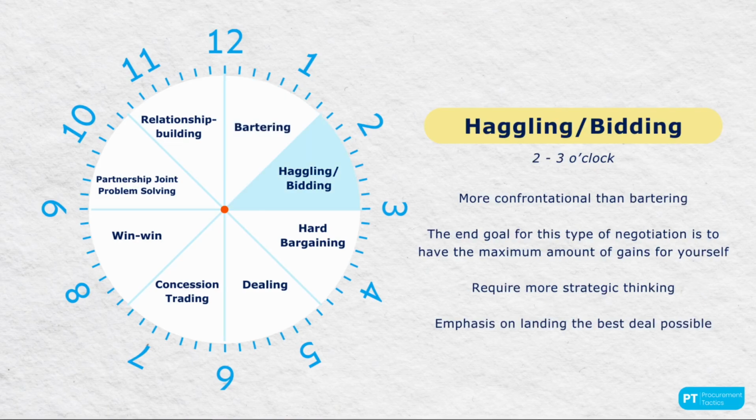The next one is haggling or bidding. It is a more confrontational method than bartering, and the end goal of this type of negotiation is usually to have the maximum amount of gains for yourself. This may require more strategic thinking and emphasis on landing the best deal possible.